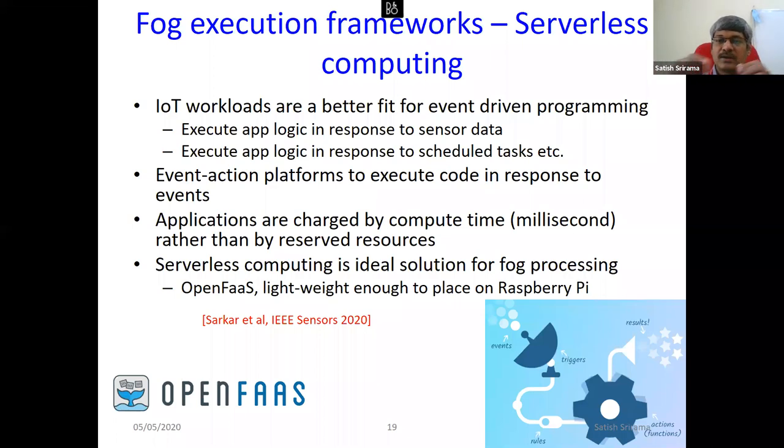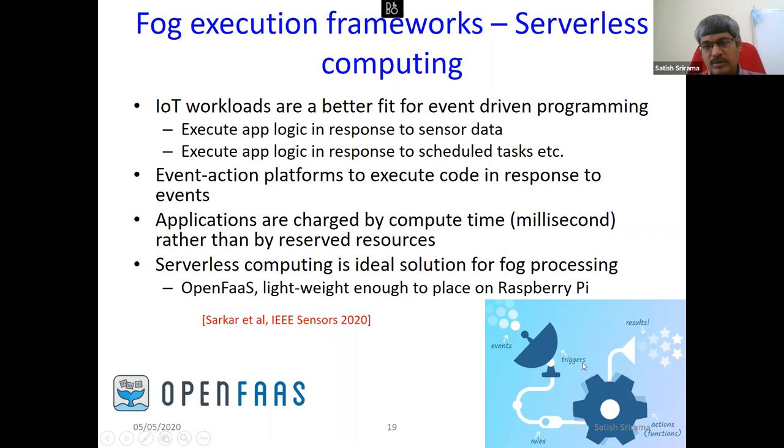And with that one, we are trying to predict whether it is a fire which has actually caused that. Whether it can be a forest fire or a fire in the building or whatever it is. Okay, that's a perfect event-based mechanism, event-driven programming. So you received a sensor reading, there is an abnormal value in that one. Based on that, you want to do certain processing. And serverless computing is excellent for that. These are event action platforms to basically execute the code in response to events.